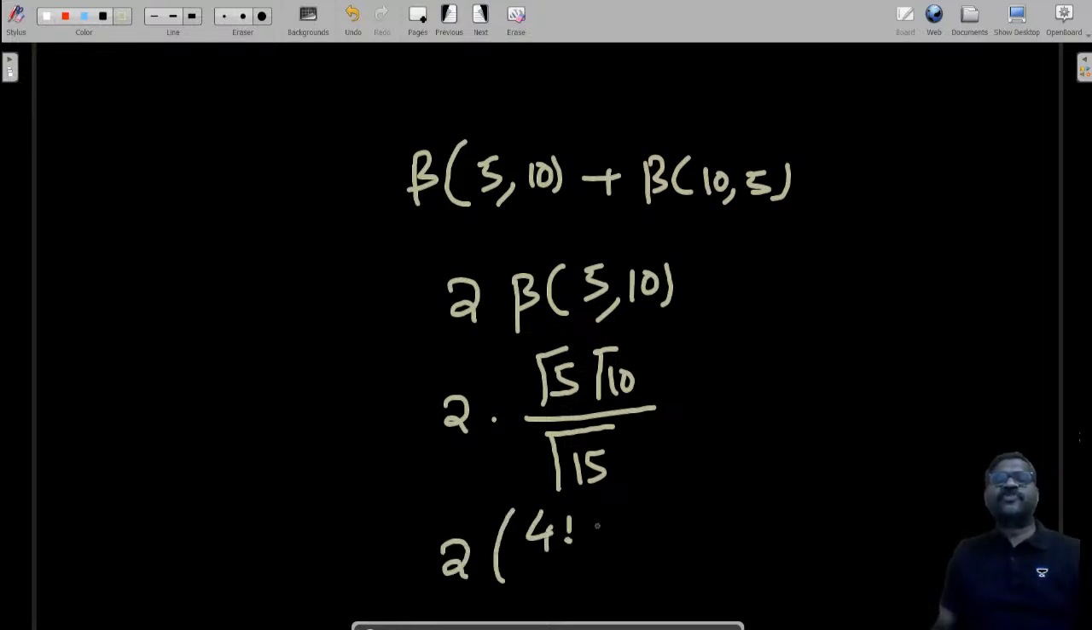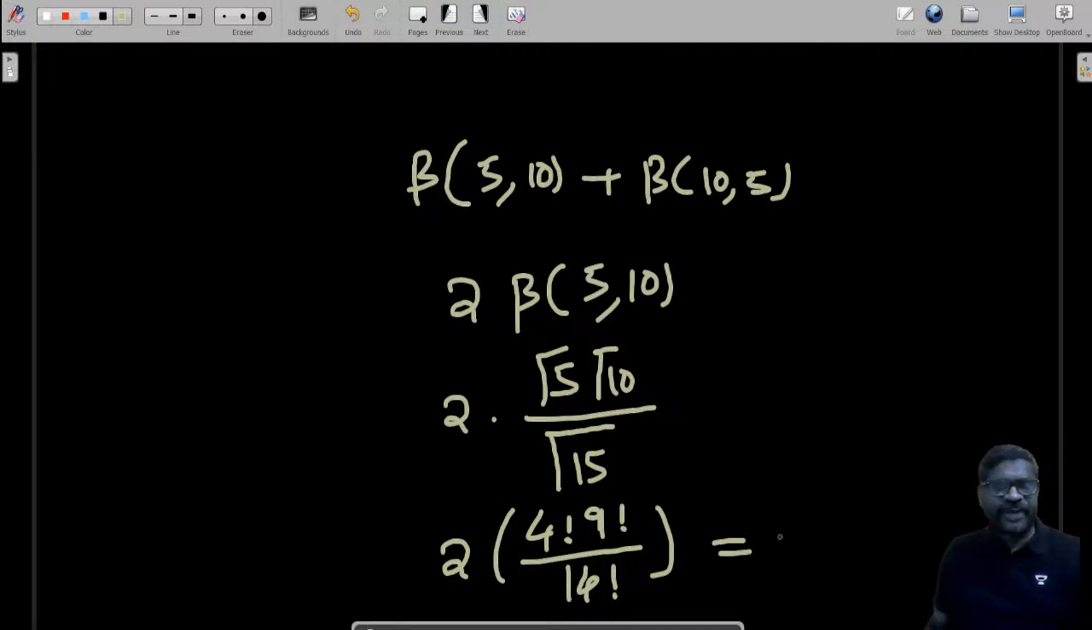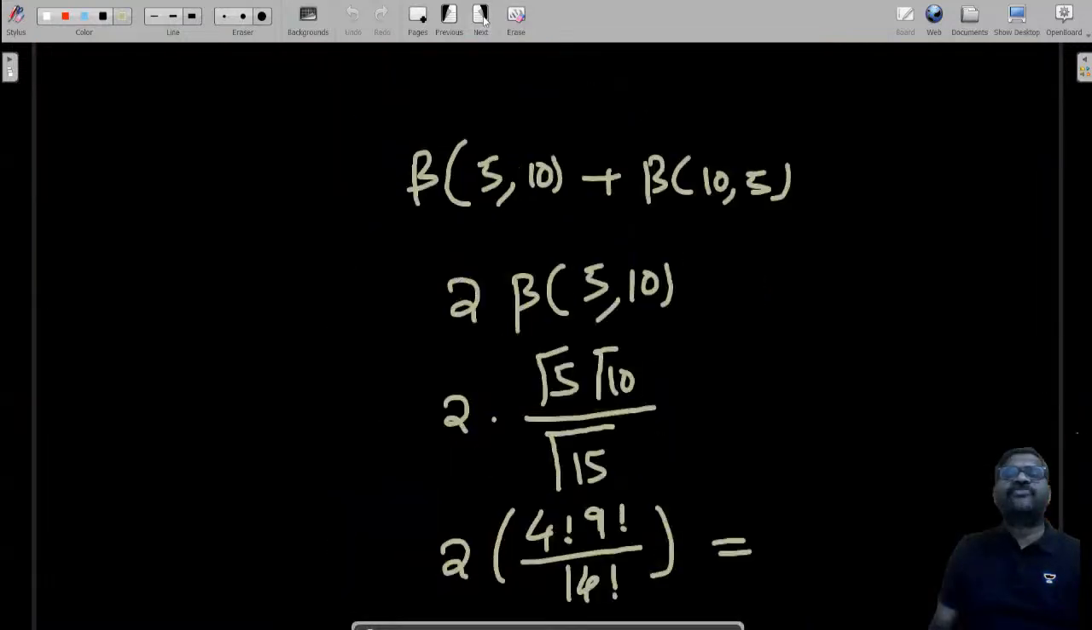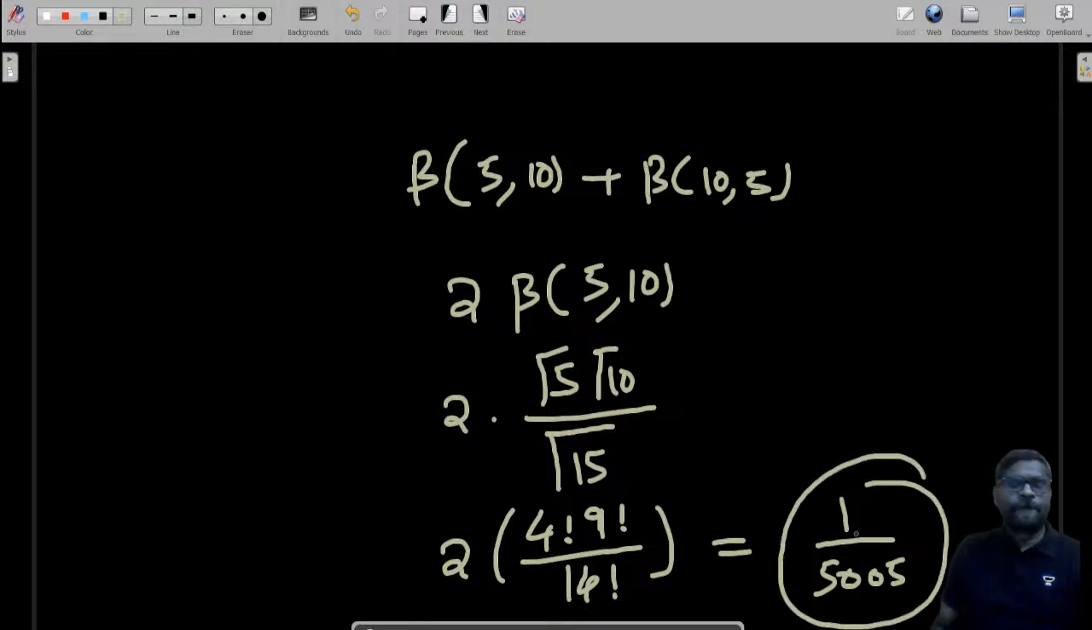Gamma 5 is 4 factorial, gamma 10 is 9 factorial, gamma 15 is 14 factorial. By simplifying this, we get 1 by 5005.